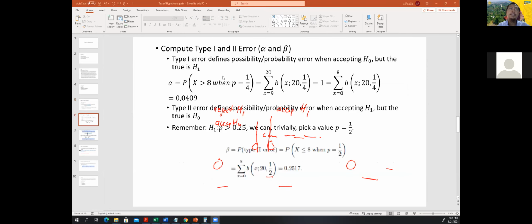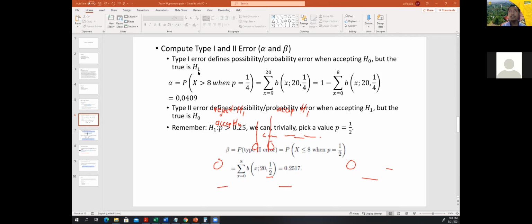Okay, and then we compute type 1 error and type 2 error. Type 1 error is the probability of error when accepting the null hypothesis, but the truth is the alternative hypothesis.